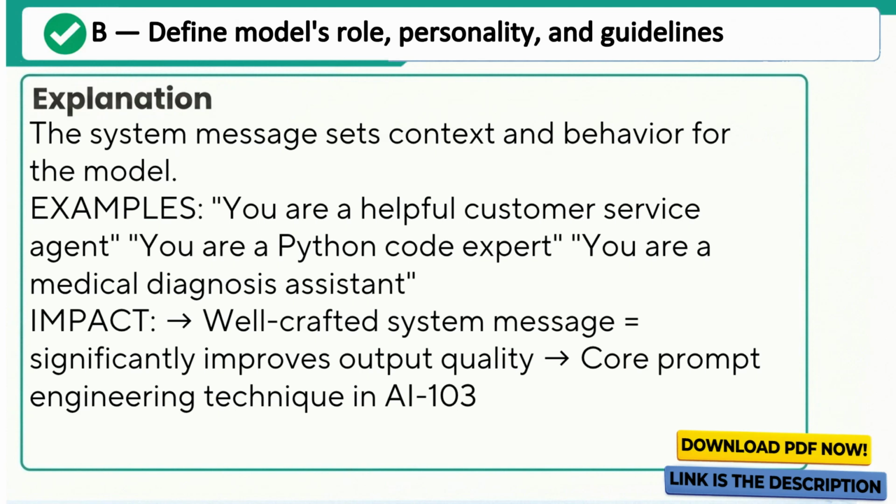Explanation: the system message sets context and behavior for the model. Examples: you are a helpful customer service agent; you are a Python code expert; you are a medical diagnosis assistant. Impact: a well-crafted system message significantly improves output quality. This is a core prompt engineering technique in AI-103.